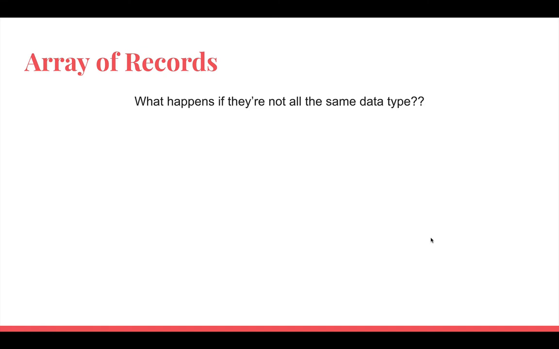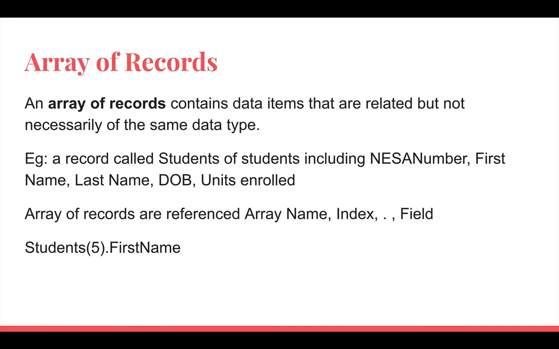Okay. The next concept that you need to understand is, okay, a variable's really good for one value, an array is really good for a list of values of the same data type, but what happens if they're not all the same data type? Okay. An array of records contains data that's related but not necessarily of the same data type. So think, for example, your student record. You might have a NESA number, a first name, a last name, a date of birth, and units that you're enrolled in. Okay. An array of records is referenced by the array name, the index, and then the field.